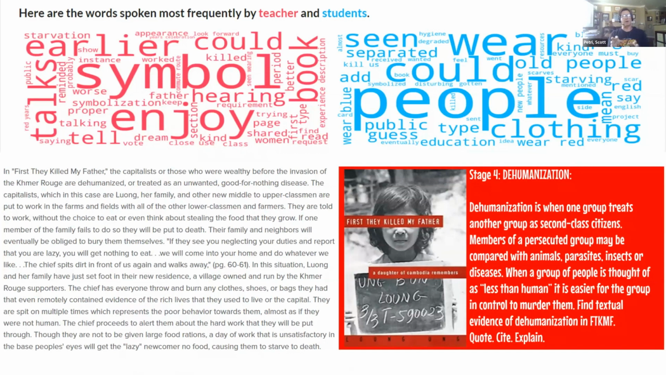I'm doing an experiment right now to see where I get the most academic content. Is it from their conversations or is it from their quick writes? On the left, you see in First They Killed My Father, the capitalists are those who are wealthy. That is a 10-minute quick write where I'm reading these and asking the students to cite page numbers and explain a quote. So it's a simple quote, cite, explain format. And what I'm looking for is, can you make a claim? Can you create a line of reasoning?